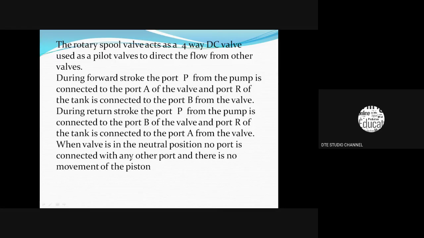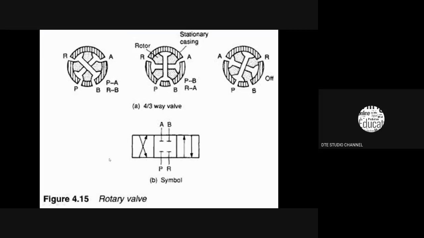When the valve is in neutral position, no port is connected with any other port and there is no movement of piston because no fluid is entering the cylinder actuator and no work is done by the actuator in neutral position. And all these positions are shown in the figure: first position, second position, and a neutral position.